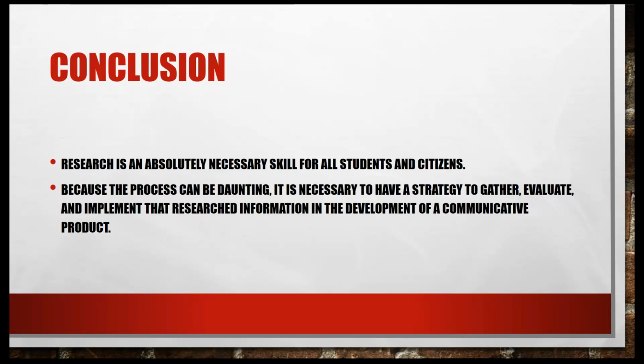So what we've been trying to say here is that research is an absolutely necessary skill for all students and citizens. Not only do you need to be able to do research for papers in high school and college, but you need to be able to research things like political candidates before you vote, like tax laws, before you commit to things like buying a house or car or opening a business. You need to be able to research things like how to put a chain back on a pole saw, if you're my wife, who's much more handy than me. I like books. Those are the kinds of things that you need to be able to research. And because the process can be daunting, it's necessary to have a strategy, and that's what Big 6 is. It's a strategy to gather, evaluate, and implement that researched information in the development of a communicative product.